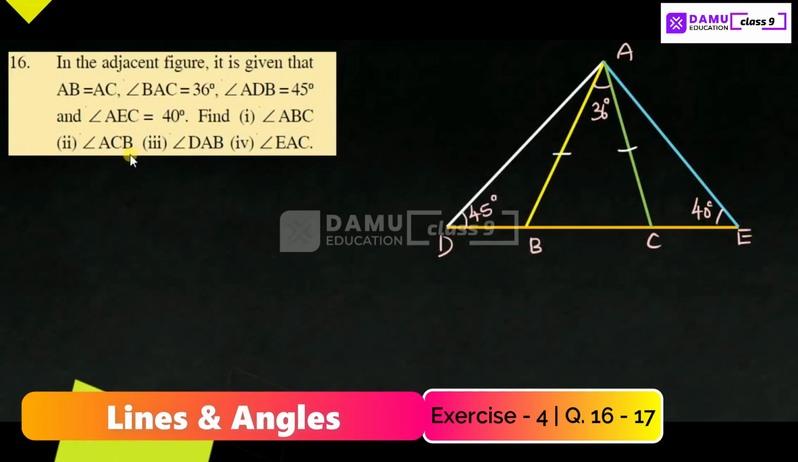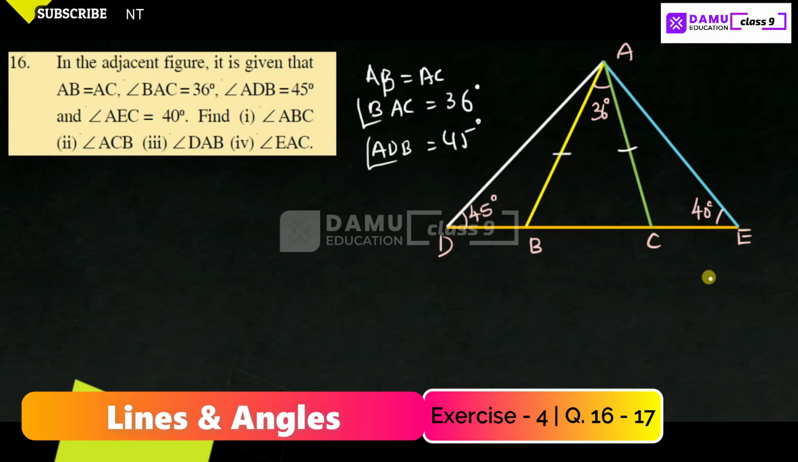So in this module, we are going to discuss our 16th one. In the adjacent figure, it is given that AB equal to AC, those two are equal. So AB is equal to AC. Angle BAC will be equal to 36 degrees. That is the angle BAC. And angle ADB equal to 45 degrees. Then angle AEC will be equal to 40 degrees. So we have to find angle ABC and the angle ACB.